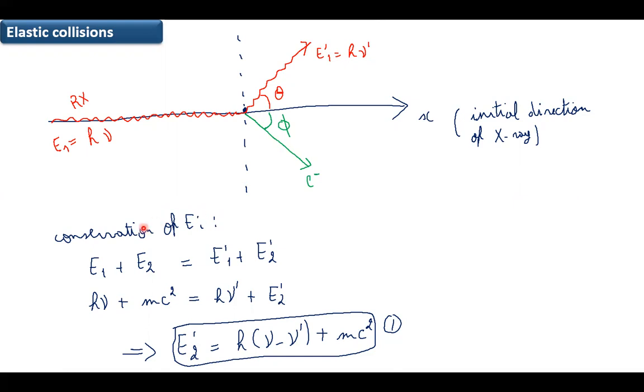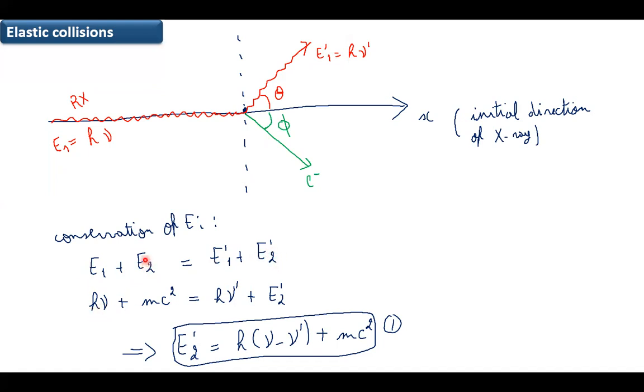Okay, first let us use conservation of energies. So before collision, we have a total energy of E1 plus E2. Number 1 corresponds to the photon, number 2 corresponds to the electron. So E1 plus E2 before collision is equal to E prime 1 plus E prime 2 after collision.